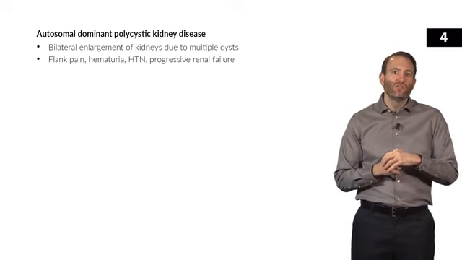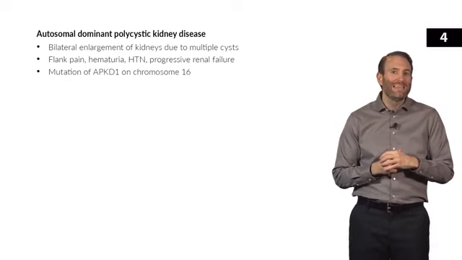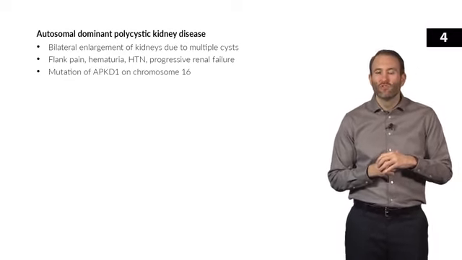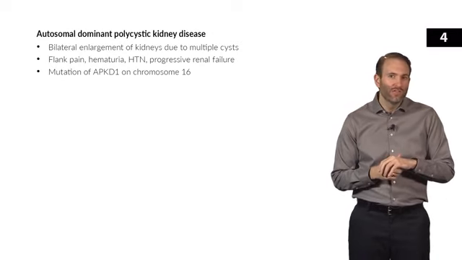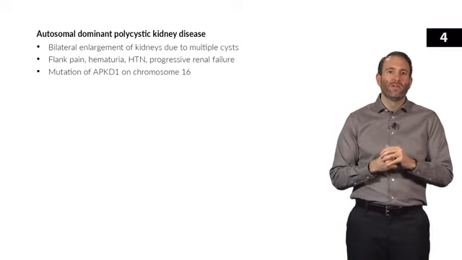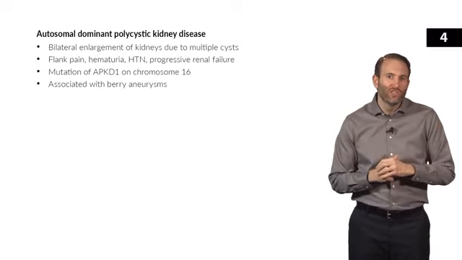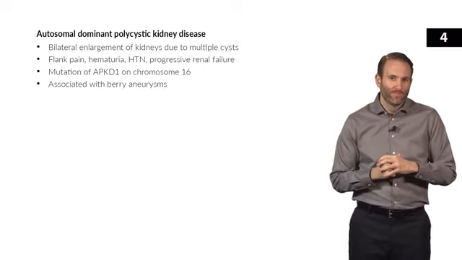Now, the disease is due to a mutation of what's called the APKD1 gene on chromosome 16. It's also high yield to know that autosomal polycystic kidney disease is associated with berry aneurysms.